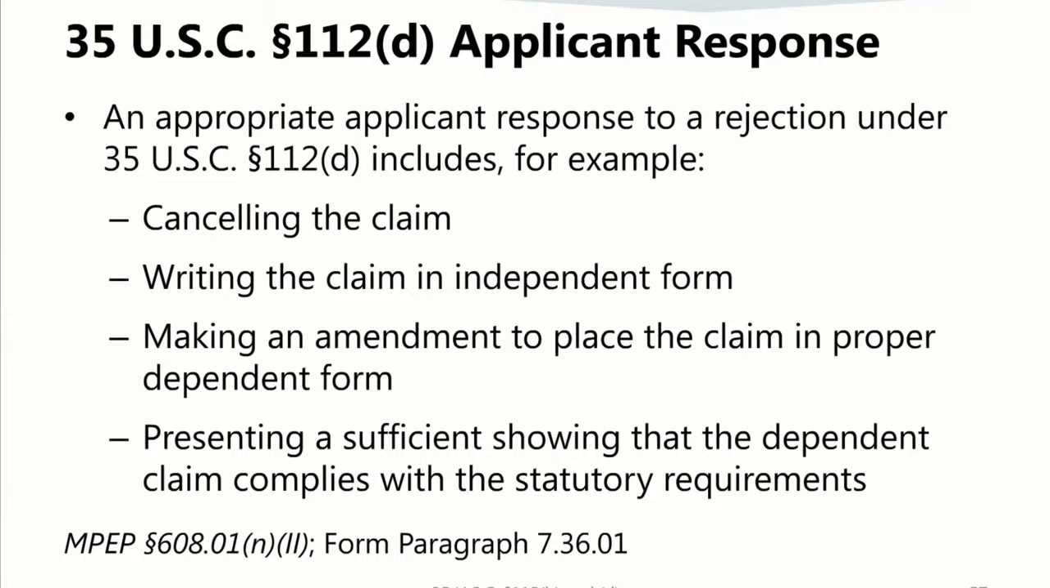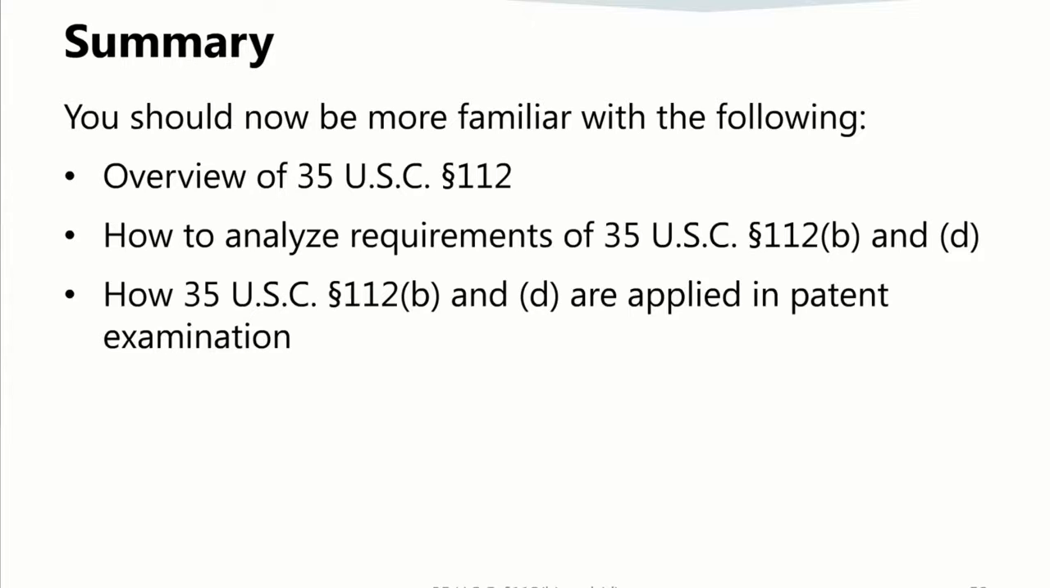Applicant may respond to a rejection under 112d by writing the claim in independent form, making an appropriate amendment to the claim to correct the deficiencies, or showing that the dependent claim complies with the requirements. You should now be more familiar with 112b and 112d and how they are applied during patent examination.